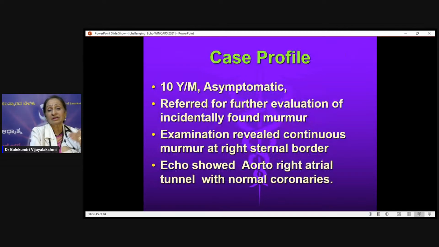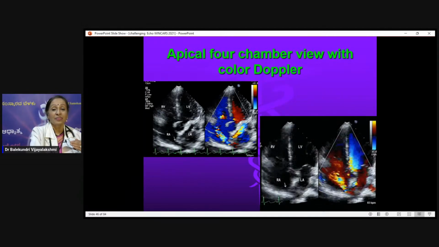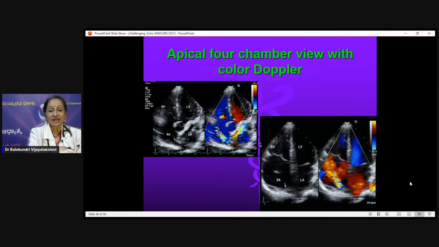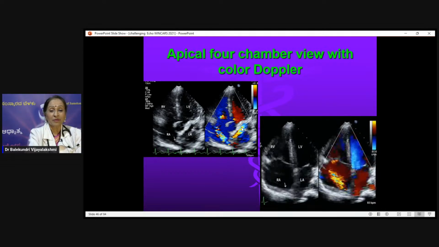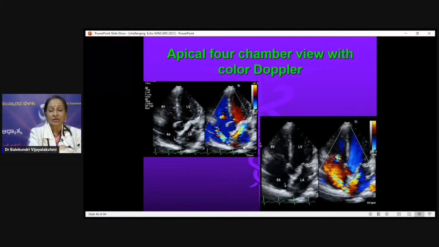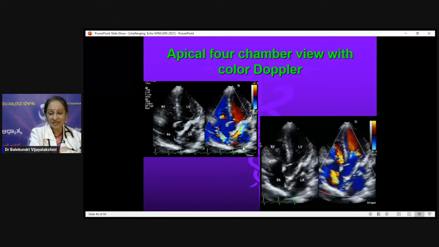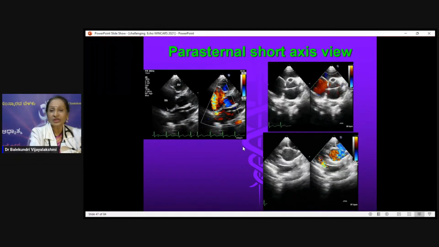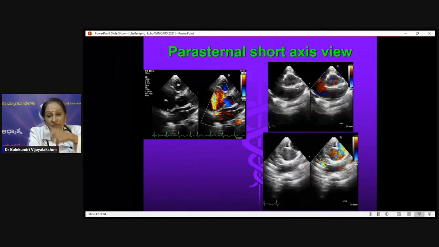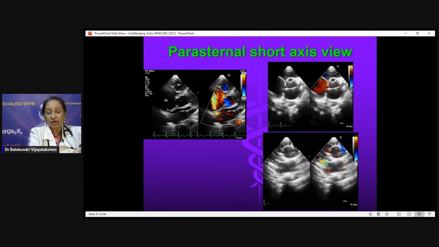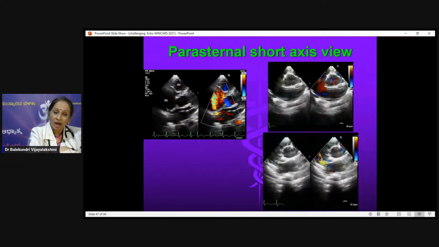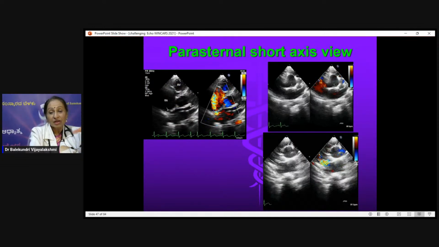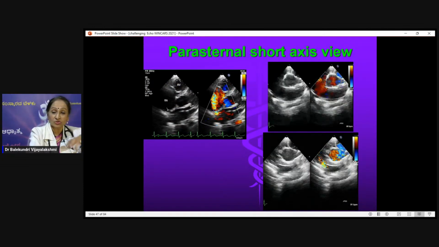So this is a 10-year-old asymptomatic patient referred for the evaluation of a continuous murmur. And then when I did the echo, you can see that something abnormal is going from the LA to the RA. So I could not make out what exactly it is. And then when we did the angio and the further echo, we knew that this was an LV to aorta to RA tunnel, and this tunnel was closed with the device.